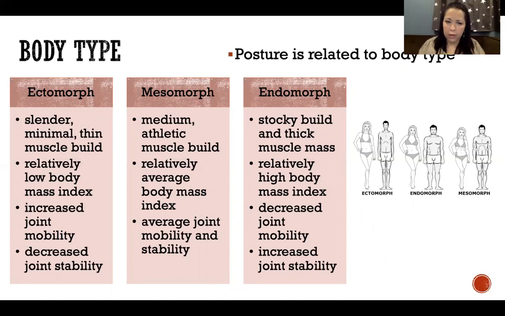Mesomorph is someone who's kind of in between. They have more of a medium athletic muscle build, usually more of an average body mass index and more average joint mobility and stability. And then the endomorph person is the other extreme, more of a stocky build with thick muscle mass, usually a relatively high body mass index. And they have the opposite: decreased joint mobility and increased joint stability. Again, mobility and stability are opposites. The more mobility we have, the less stability we have, and vice versa. Now, most people don't fit cleanly into one of these categories. Some people do. But there are all different body types that can be on any sliding scale, some blend of these things. So this is not absolute or black and white, it's just a way to classify body types. But obviously, there's an infinite blend of these body types that exist in the world.